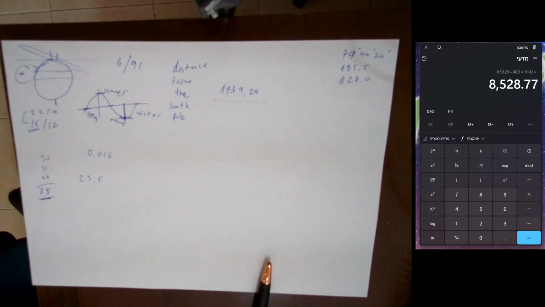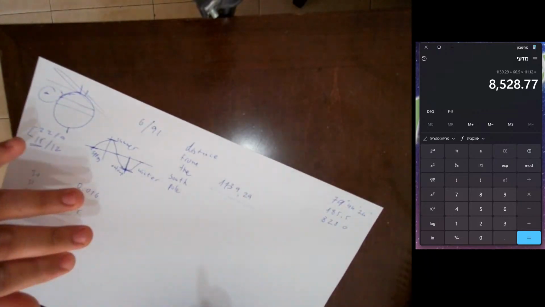which means their distance from the sun at local solar midnight is 8,528 kilometers and 770 meters. It's their distance from the subsolar point at local solar midnight. So let's write that also.